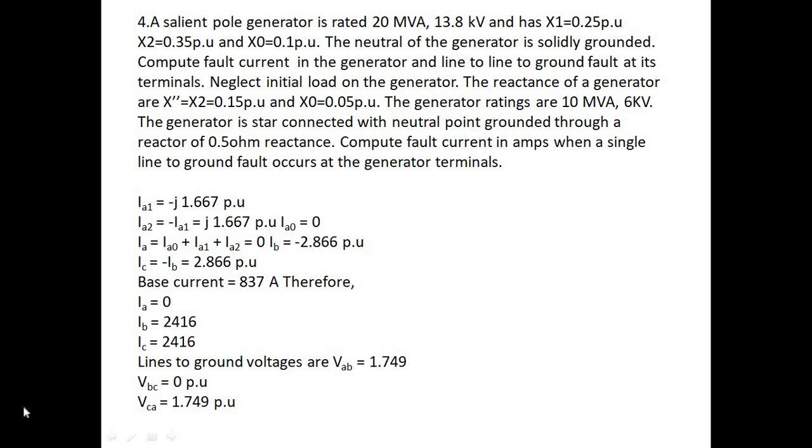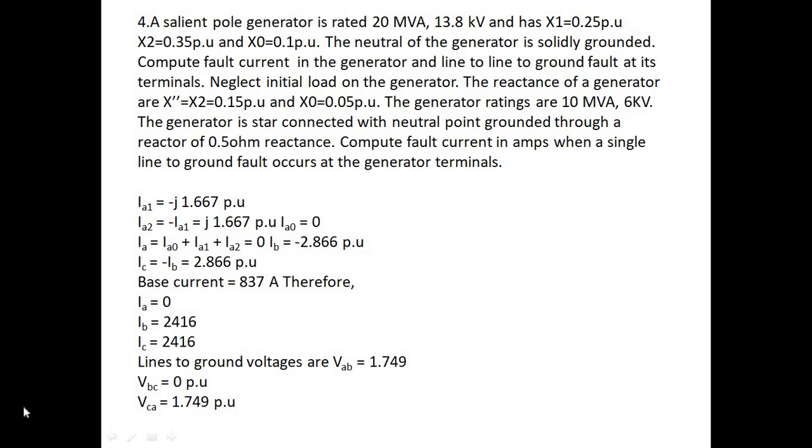Then IA1, that means the positive sequence, is equal to minus j1.667 per unit. Then IA2, the negative sequence, is equal to minus IA1, that is equal to j1.667 per unit, and IA0 is equal to 0. IA is equal to IA0 plus IA1 plus IA2, that is equal to 0. IB is equal to minus 2.866 per unit. Then IC is equal to minus IB, that is equal to 2.866 per unit. Base current is equal to 837 amps.